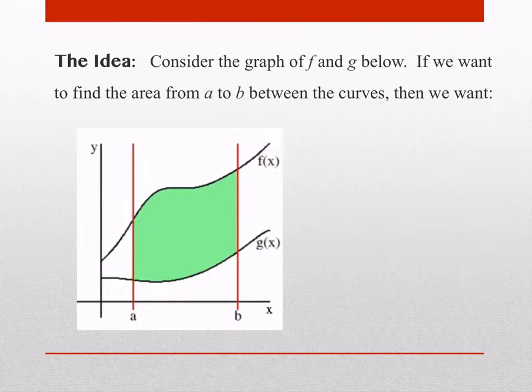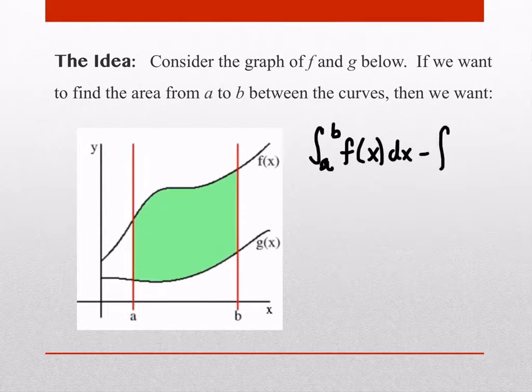So in order to find the area trapped between them, we take the integral from a to b of f of x dx minus the integral from a to b of g of x dx. If we took all of the area down to here and then subtracted off the area that's just whited out, we're going to have that trapped green area.